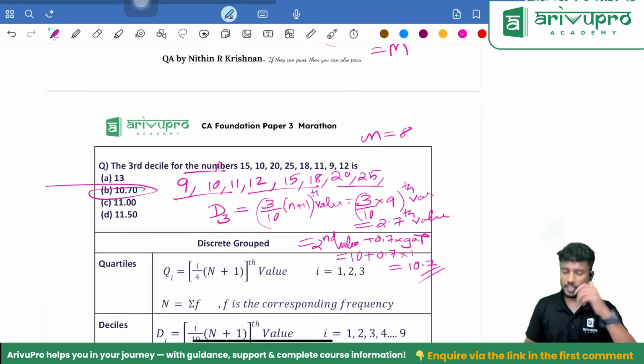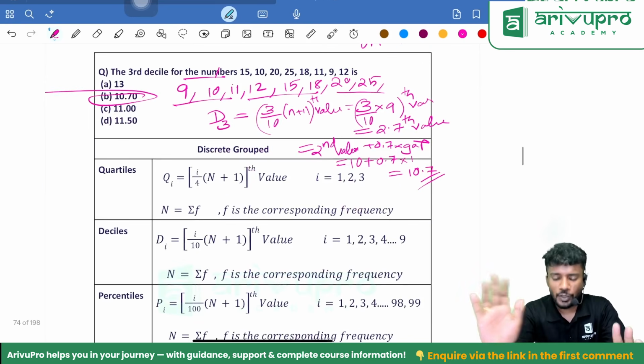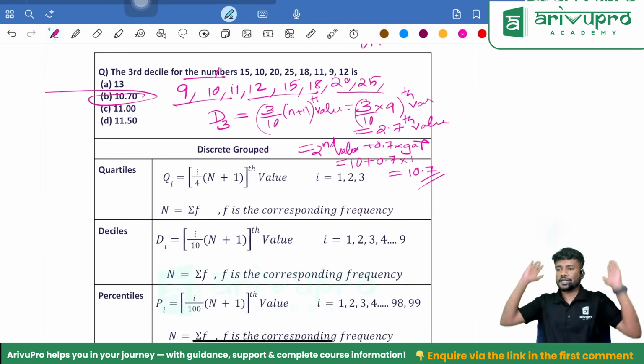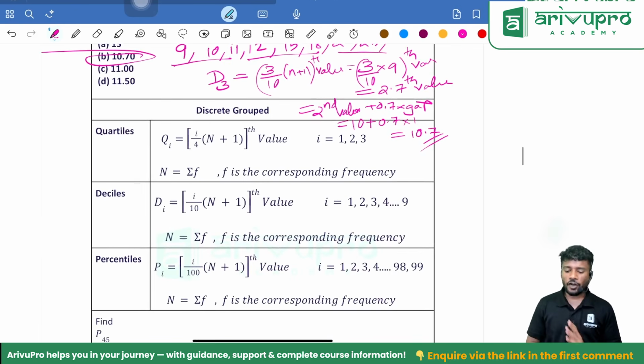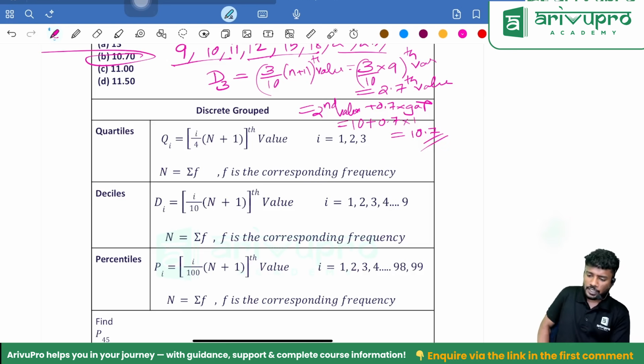Clear? Yes. Now we are going to discrete group. Now coming to discrete group and all, it was rarely asked or never asked. That is the main case of discrete group. Now, formula. Look at the formula. Have you seen the formula somewhere? Is it familiar? Yes, whatever we studied till now, the same formula is applicable for this also. What is it? 1 by 4 into n plus 1 value.